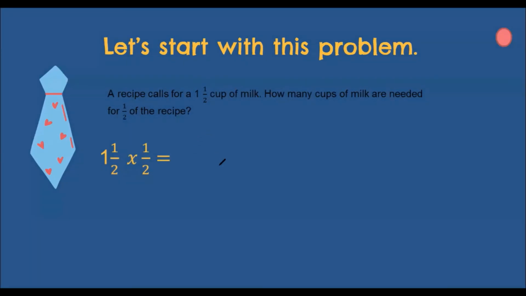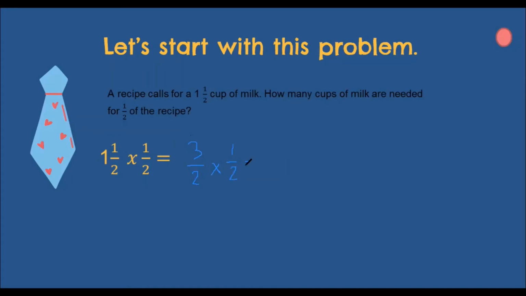So the instruction is that before we multiply, we need first to convert this mixed number into an improper fraction. So how do we change a mixed number to an improper fraction? 2 times 1, then plus 1. So 2 times 1, that is 2, plus 1, that is 3. And just copy our denominator, 2. And then multiply it with the other fraction, 1/2.